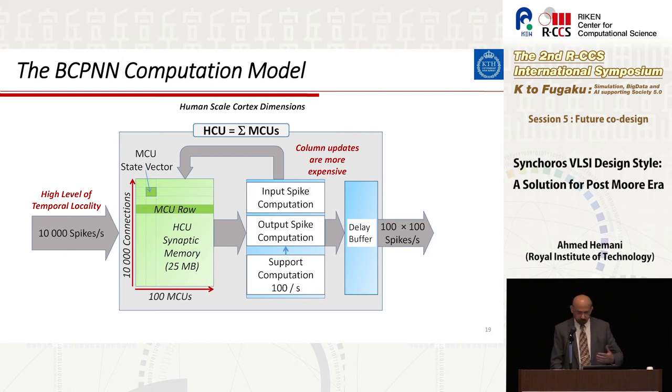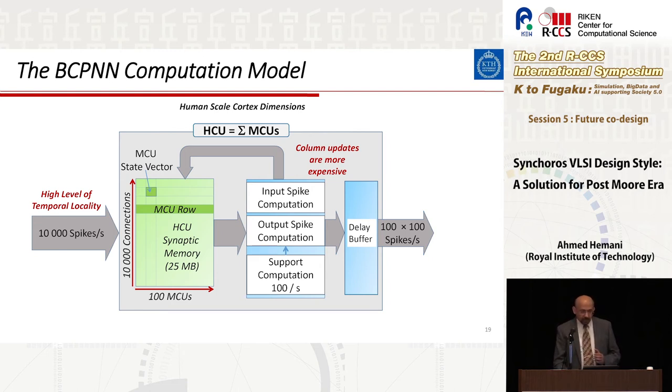So this is the synaptic storage. What happens is that it gets about 10,000 input spikes, the presynaptic spikes per second, but some of that has a very high degree of temporal locality. When an input spike comes, you fetch a row, you do the input spike computation, and you put that row back. And if an output spike fires, you fetch a column, you do the output spike computation, and put it back. So essentially, over a period of a second, you read almost all the rows and all the columns, and then put them back. So it's a very memory-intensive application, as you can imagine.